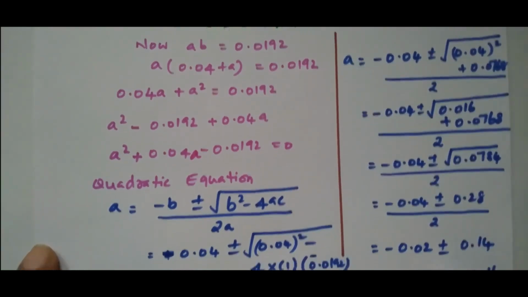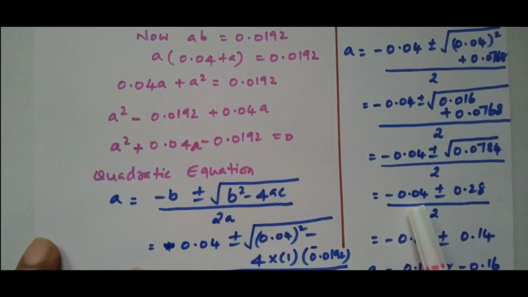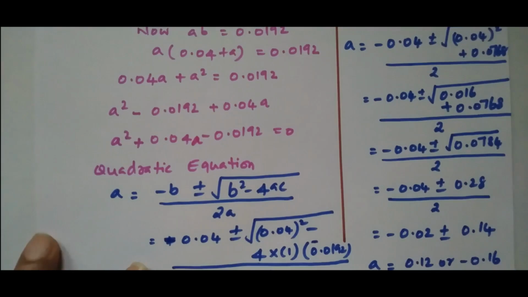So while taking the square root, what did we get? Minus 0.04 plus or minus 0.28, divided by 2. Now we can divide by these two. So minus 0.04 plus or minus 0.28 divided by 2 can be written as minus 0.02 plus or minus 0.14. Right? So two values are available now: minus 0.02 plus 0.14, and minus 0.02 minus 0.14.